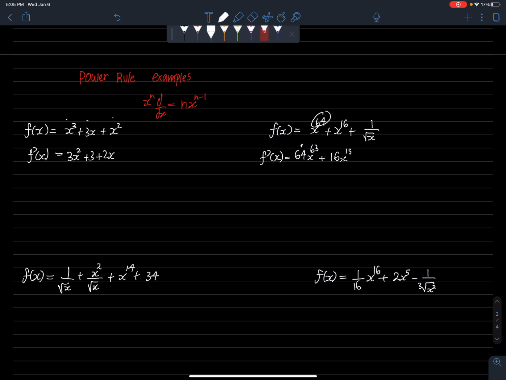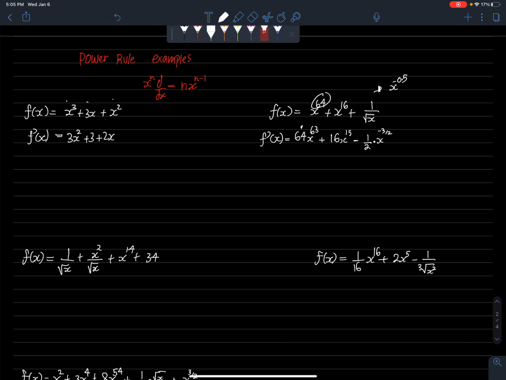And for this one, it's going to be easier to rewrite it as x to the negative 0.5. So then you're going to have negative 1 over 2, which is just negative 0.5, times x to the negative 0.5 minus 1, which is just going to be negative 3 over 2.